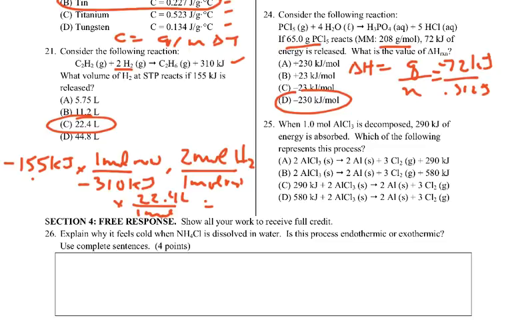25. When 1 mole of aluminum chloride decomposed, 290 kilojoules of energy is absorbed. Which of the following represents this process? Okay, so we're saying 290 kilojoules of energy is absorbed. That means we need energy on the left-hand side, so we can eliminate these two answers. 1 mole is 290, so if we have 2 moles of aluminum chloride, it must be double that, so 580. So this is the answer, answer D.